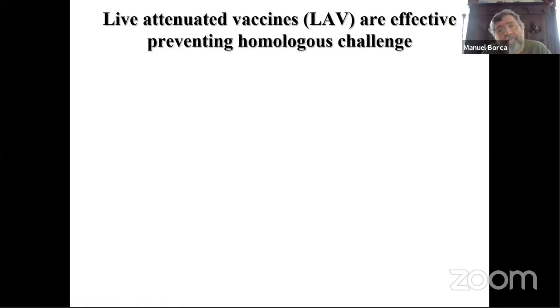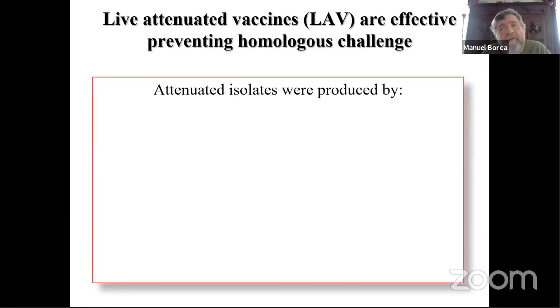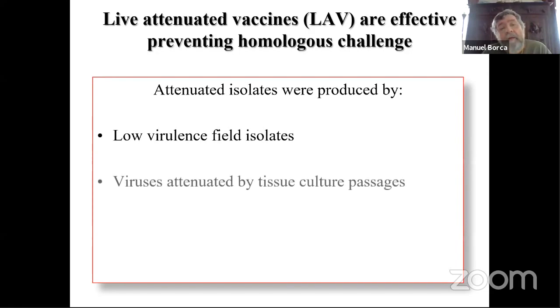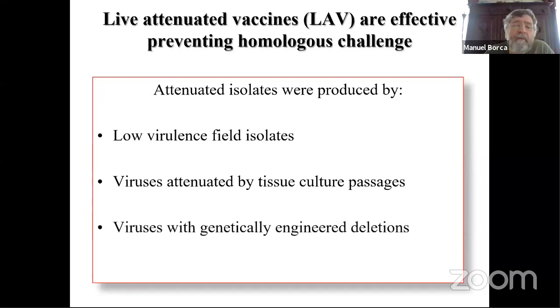Let me, for the purpose of classifying, present three different ways to produce this virus. One is by just using a field isolate that has low virulence. Second is by attenuating the virus by culture passages. So the virus gets adapted to the culture and loses virulence. And the third method is by genetically engineering viruses, where by deleting specific genes, they become attenuated. I'm going to go through all three classifications, and I will give some examples, and also some examples of the advantages and disadvantages of each of them.